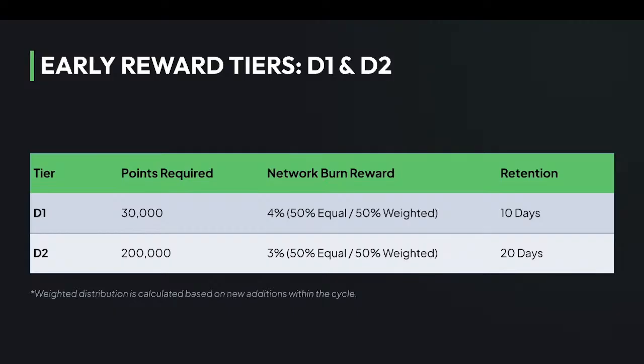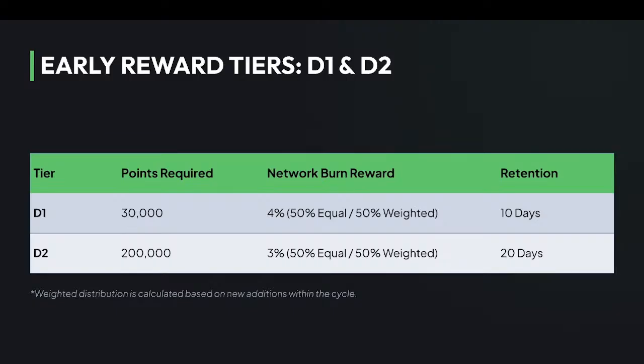So the fourth is each tier has specific retention periods. Tier D1 has a 10-day retention period, while tier D2 extends to a 20-day retention period. We will explain exactly how retention works in a few moments, but simply put, it is the window of time you have to accumulate your points.